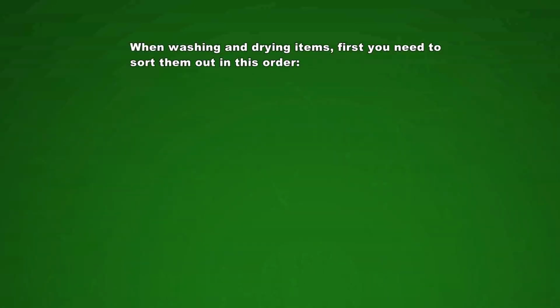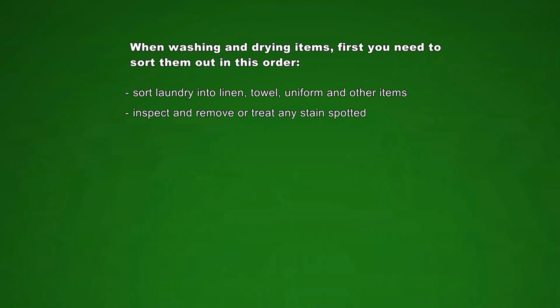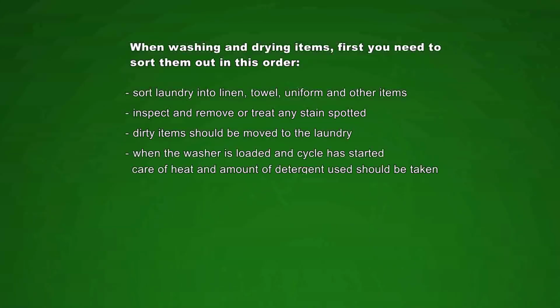When washing and drying items, first you need to sort them out in this order. Sort laundry into linen, towel, uniform, and other items. Inspect and remove or treat any stain spotted. Dirty items should be moved to the laundry. When the washer is loaded and the cycle has started, care of heat and amount of detergent used should be taken.